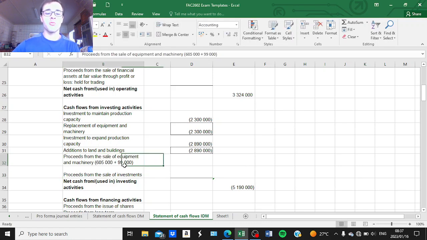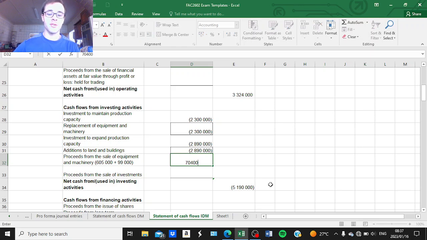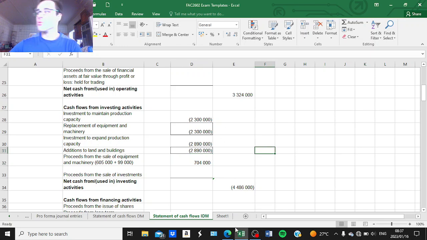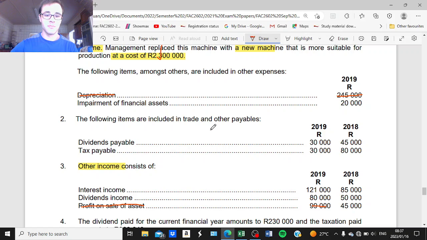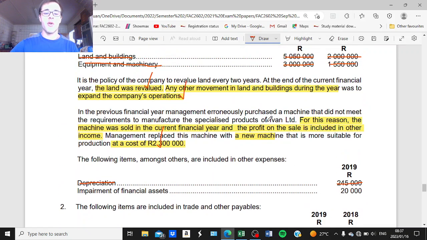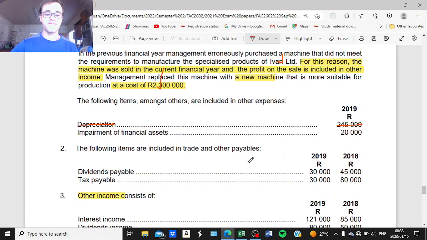However, in this case, a profit was made, so therefore it is added to the carrying amount in order to calculate the proceeds on the date of sale. You should arrive at an amount of 704,000, which must be shown as an inflow because we received that amount during the year for selling that machinery. All right, wonderful. All right, these are the only transactions that affected property, plant, and equipment.